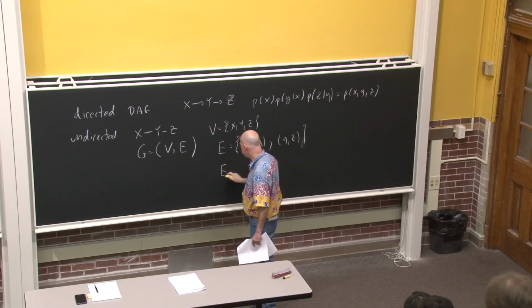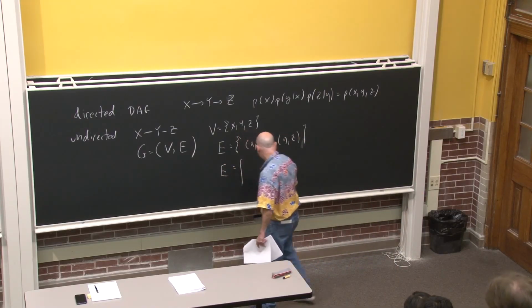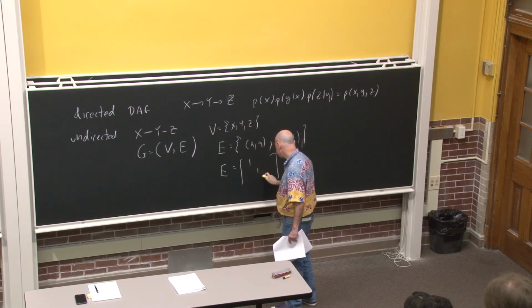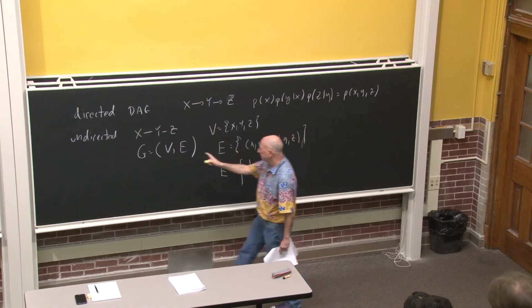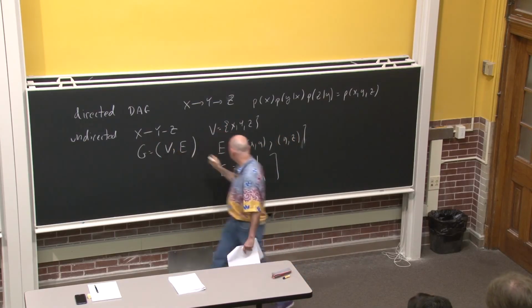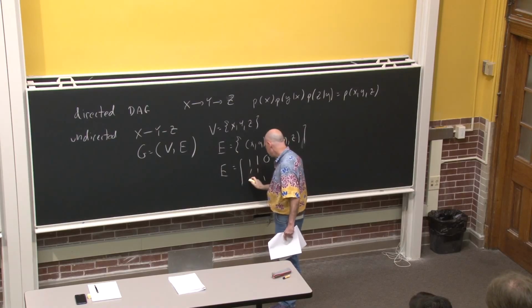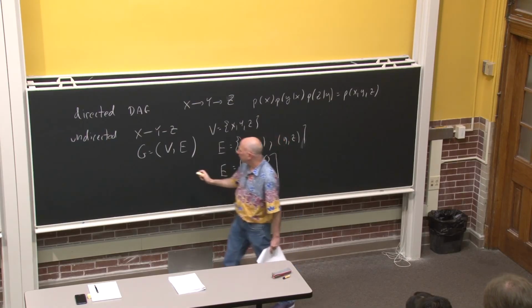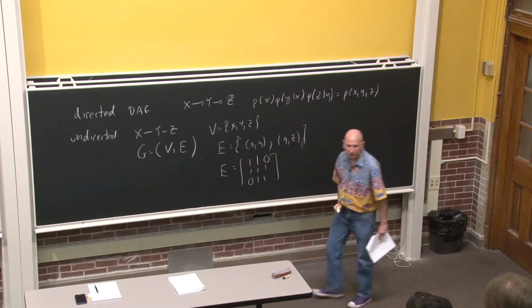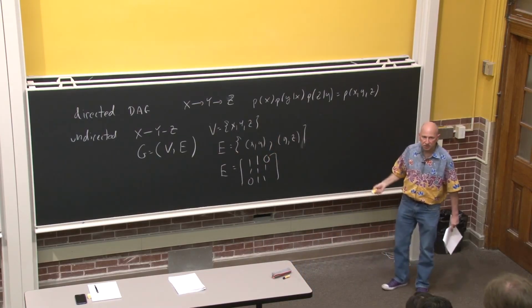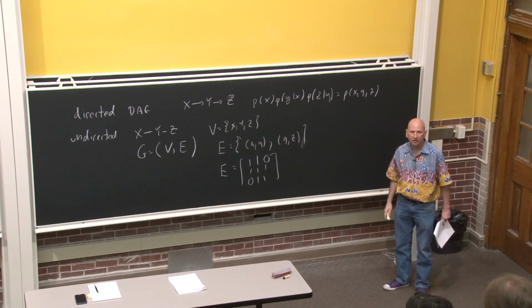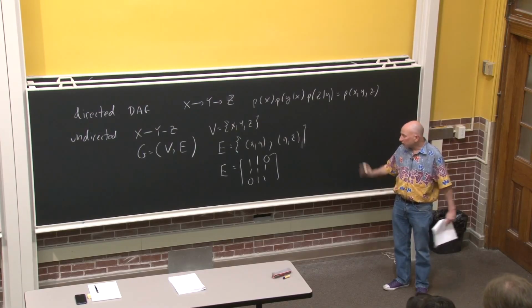You can think of E as a matrix. The diagonal is sort of arbitrary. We can make them 1 or 0 by definition. It doesn't matter. But what matters is that x and y are connected, so there's a 1 there. X and z are not connected, so there's a 0 there. And then y and z are connected, so there's a 1 there, and so on. That's the adjacency or edge matrix. And again, the diagonal in this thing is arbitrary. So that's all there is to it.